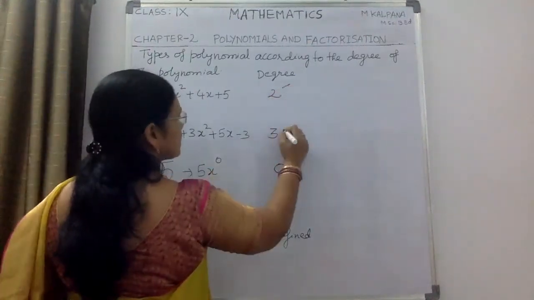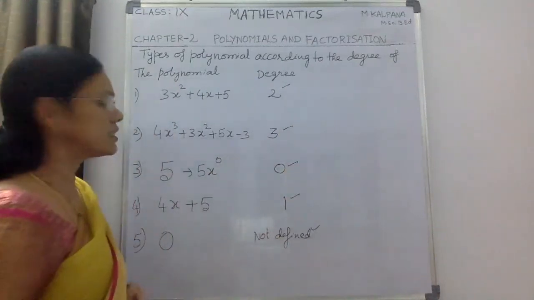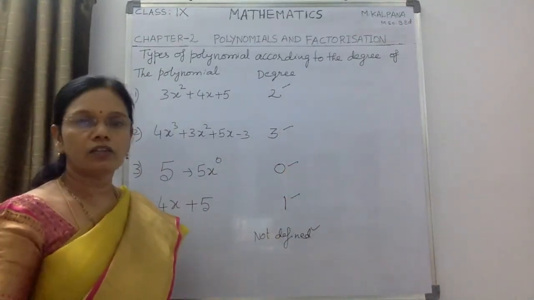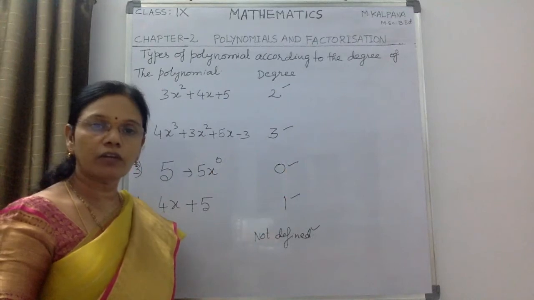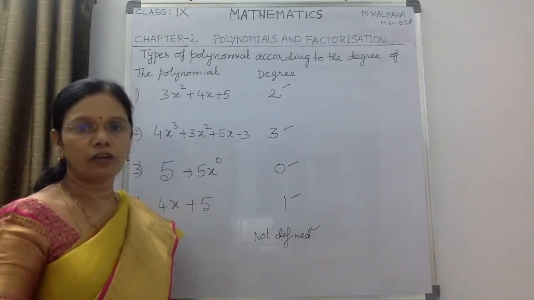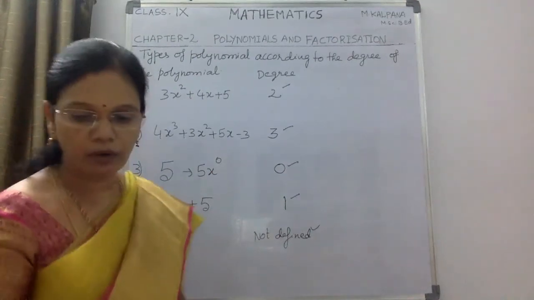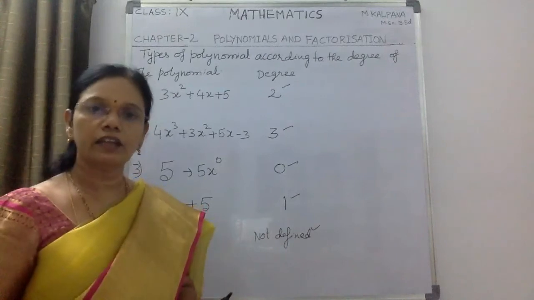Okay. So here in each case the degrees are different. What we have observed is that in each case the degrees are different. So based on the degree of the polynomial, we give a name to that particular polynomial. Let us know about the names of the polynomial according to the degree of the polynomial.